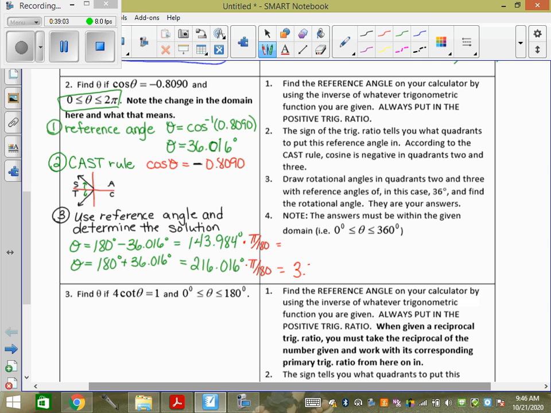This one I get 3.77. And this one I'm going to get 2.51. And we know we're right because 0 to 2 pi is 0 to 360, correct? And we know that 143 and 216 fall between 0 and 360. So their radian measures are going to fall between 0 and 2 pi, correct? So my theta equals 2.51, 3.77. Okay?